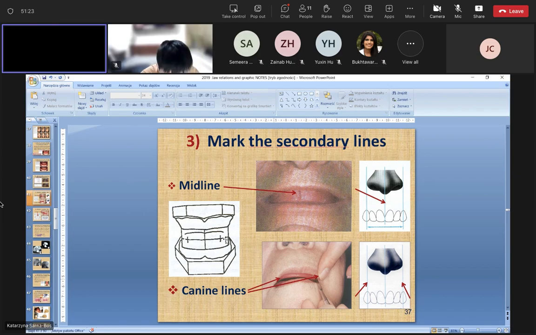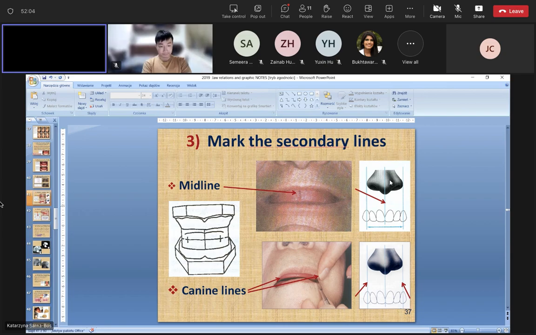Now the canine lines, they are marked on the rims according to the line of the ala of the nose. They indicate where is the middle of the canine. Between these two lines, there are 4 incisors and a half of the canines. As you see here, 4 incisors, 2 centrals, 2 laterals, and half of one canine and half of the second canine.